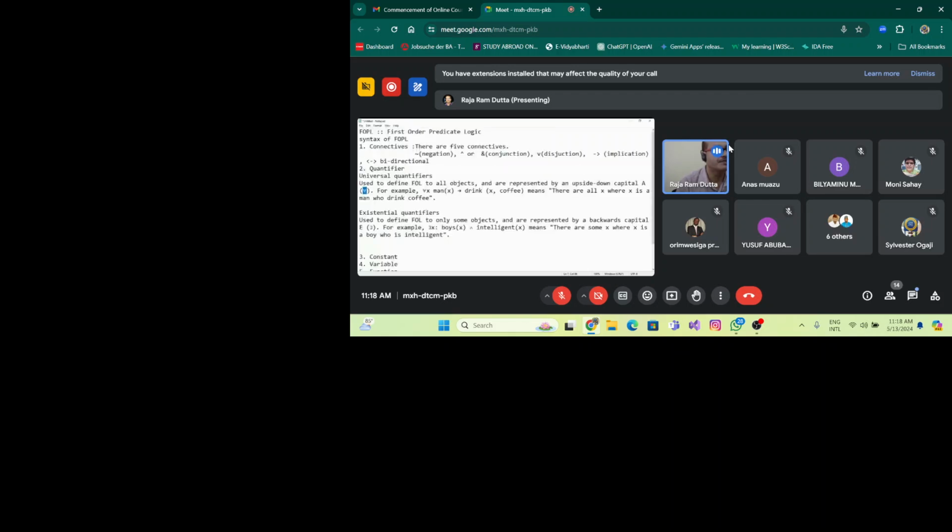There are two types of quantifier: universal and existential. The universal quantifier is used to define for all objects, and it is represented by an upside down capital A, which means for all. This is known as the universal quantifier.